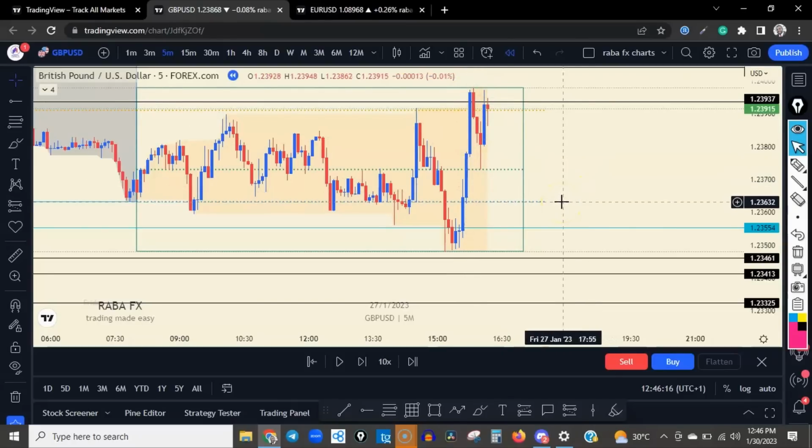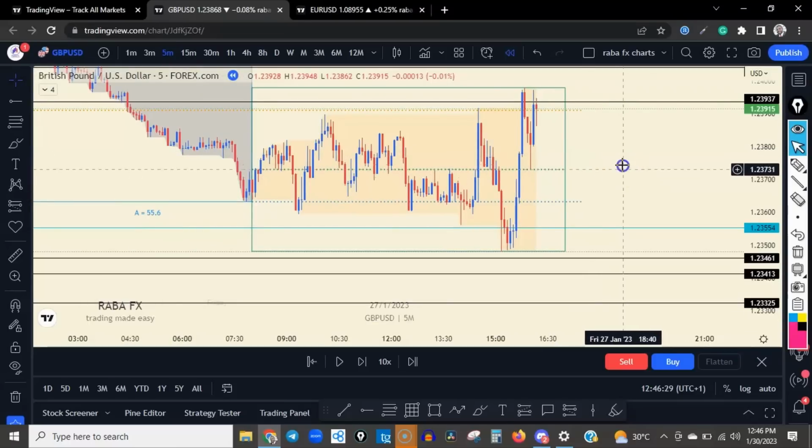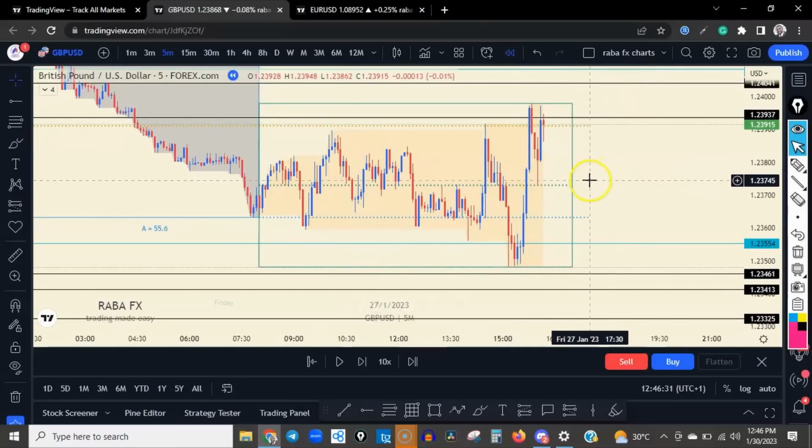So this strategy is very, very useful. You can backtest it with any pair, cryptocurrency, indices, US30, gold, whatever currency pair you want to use or instrument. You can apply this strategy and let me know if this is useful.